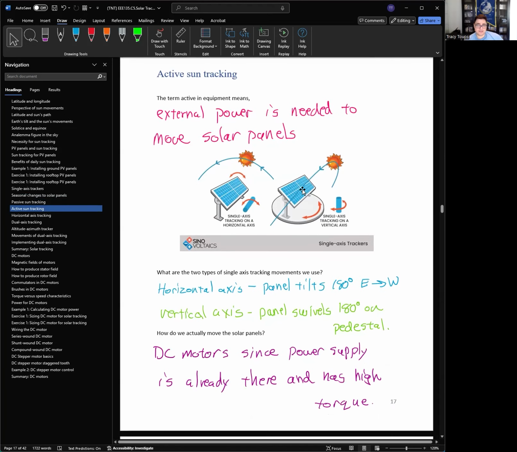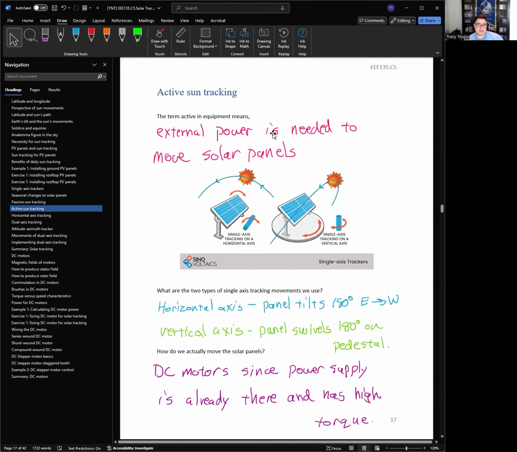You can have active sun tracking where we have external power, which is a motor, most likely a DC motor, to turn the panel for us. Okay, so for example, there's two types. One is you have a pivot right here, a joint, and the panel will literally move, and it'll pivot like this. Okay, and it'll start from the east, and the panel will pivot across to the west, and then at night it's smart. There's a microcontroller here. It'll reset again.